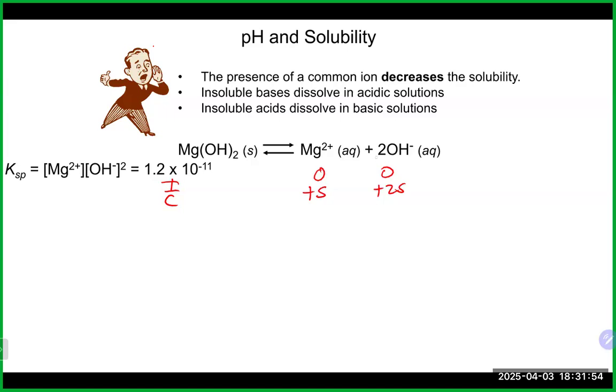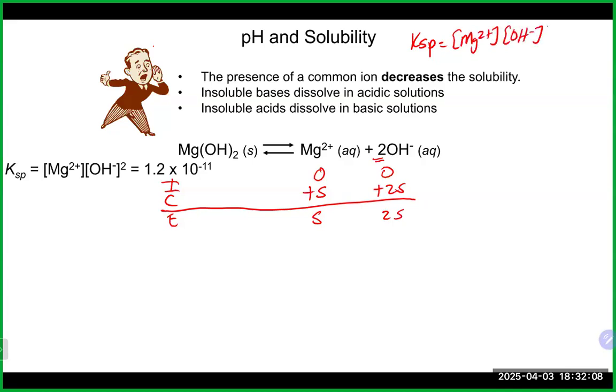Plus 2s, again for the coefficient. At equilibrium here, we will have s and 2s. Again, our Ksp in this case would be the magnesium. We would also take the hydroxide, and we do need to square it because of the coefficient that is there, and that equals our 1.2 times 10 to the minus 11.